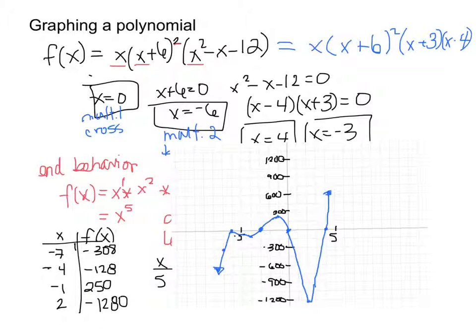And if we pick more points, we'll get a more accurate graph. But I'd say pick at least one point between each of your zeros. And if you go on to calculus, you learn other approaches on how you can get even better graphs.